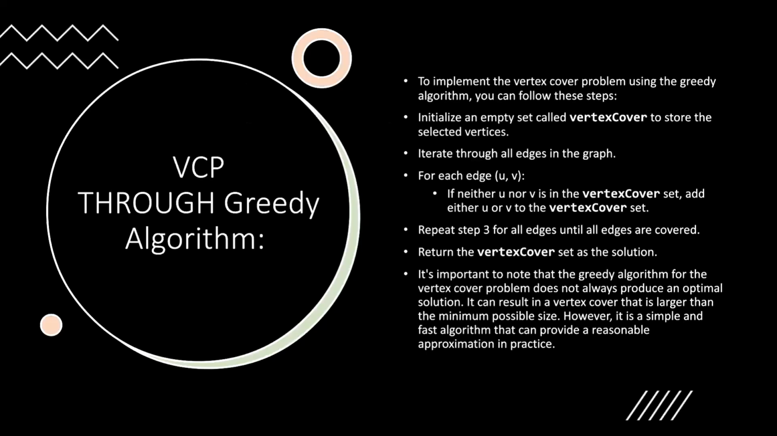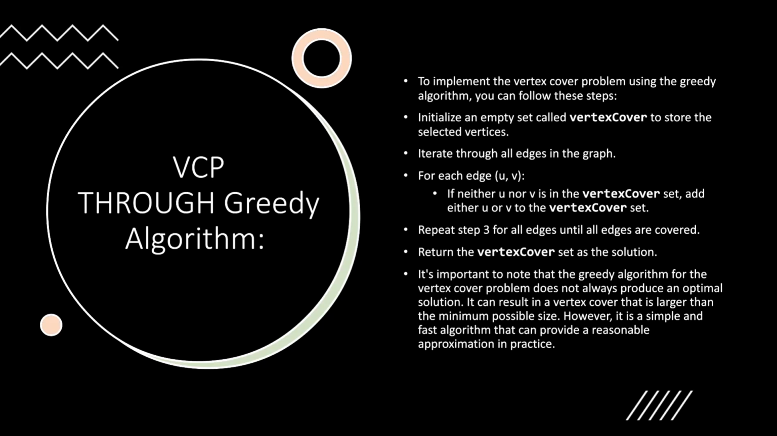Now I'll be talking about how to implement the vertex cover problem using the greedy algorithm. To implement the vertex cover problem using the greedy algorithm, you can follow these steps. First, initialize an empty set called vertex cover to store the selected vertices. Iterate through all edges in the graph. For each edge (u, v), if neither u nor v is in the vertex cover set, add either u or v to the vertex cover set. Repeat this step for all edges until all edges are covered. Return the vertex cover set as the solution.